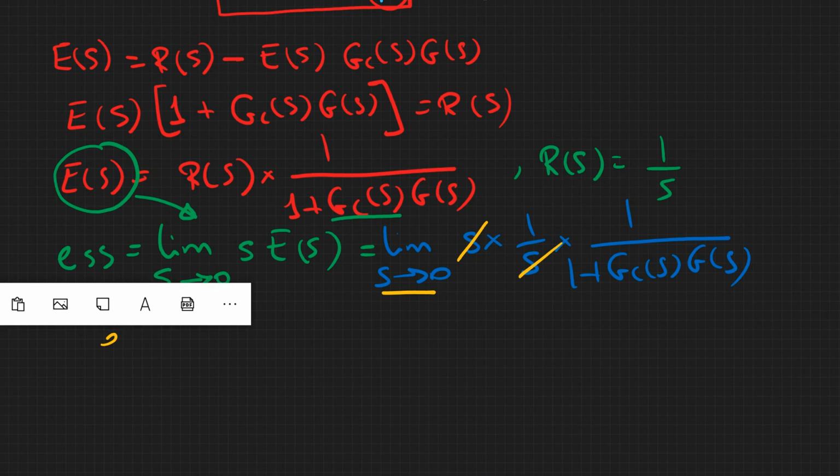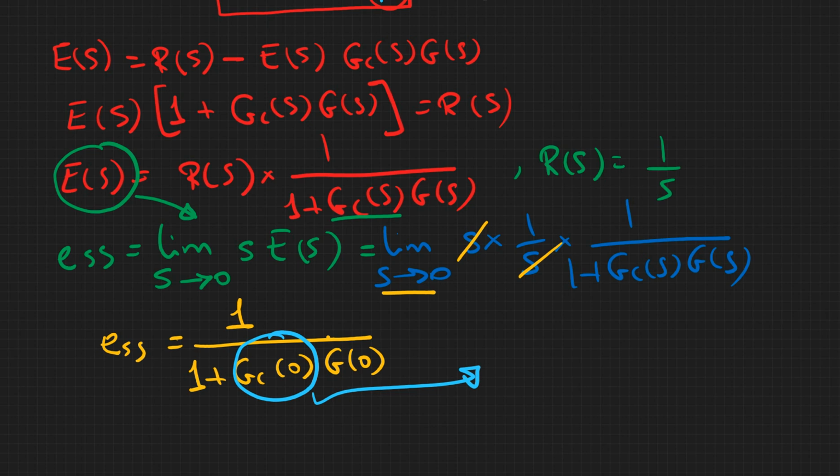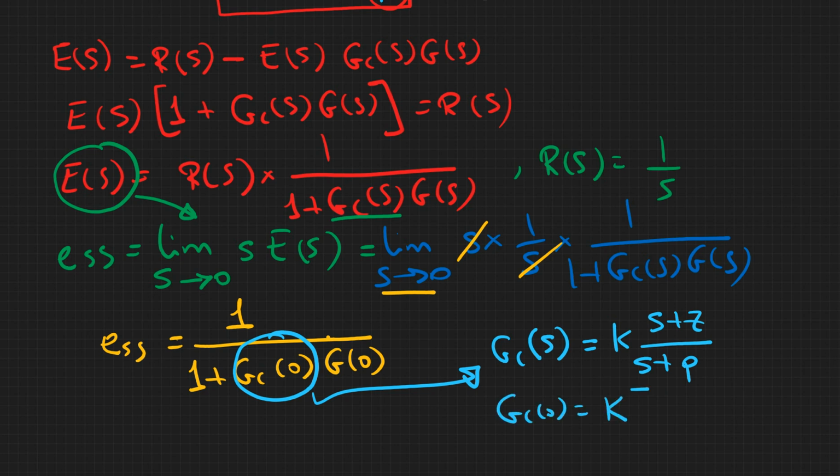Assuming that G of S at S equals 0 does exist, you can just put G of 0. So the steady state error will be 1 over 1 plus GC of 0 times G of 0. And this is where it becomes interesting, because we know already that GC of S is equal to K times S plus Z over S plus P. So if you want to obtain GC of 0, it's simply K times Z over P. Is that clear so far?